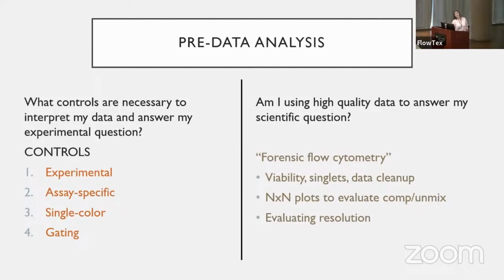So there's two pieces of it. One of them comes way before the experiment. None of this is new. You've heard about all of this in pieces throughout the talk today. The controls that you need when you design it, what controls are necessary to interpret it. And then the second piece, am I using that high quality data at the end? So a good friend of mine, colleague, Jen Wilshire, used to call it forensic flow cytometry. How do we know that we have cell viability, singlets, good data, et cetera?